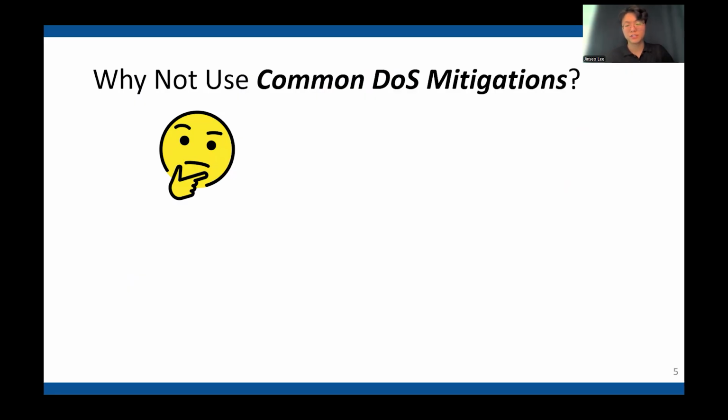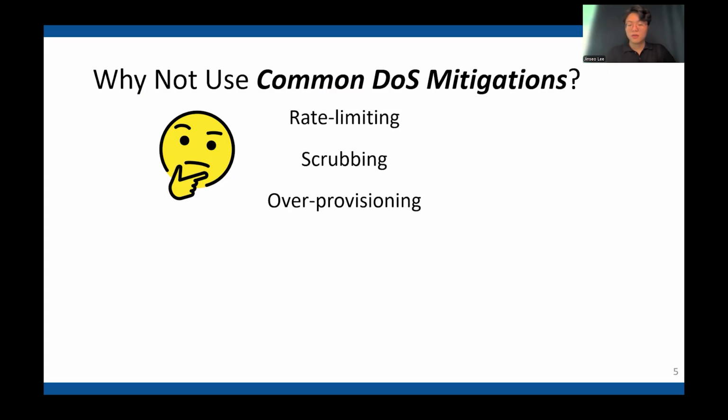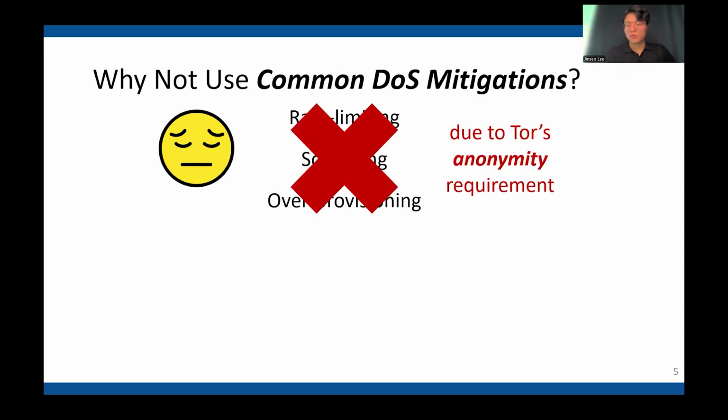Why? First, rate limiting, where you stop a client who is sending too much. Second, scrubbing, where you redirect all suspicious traffic to a powerful scrubbing service. Or over-provisioning, where you make many duplicates of Onion services. But because of Tor's strong anonymity requirements, none of them are trivially applicable. For example, how can you rate limit a client when you do not know its identity?